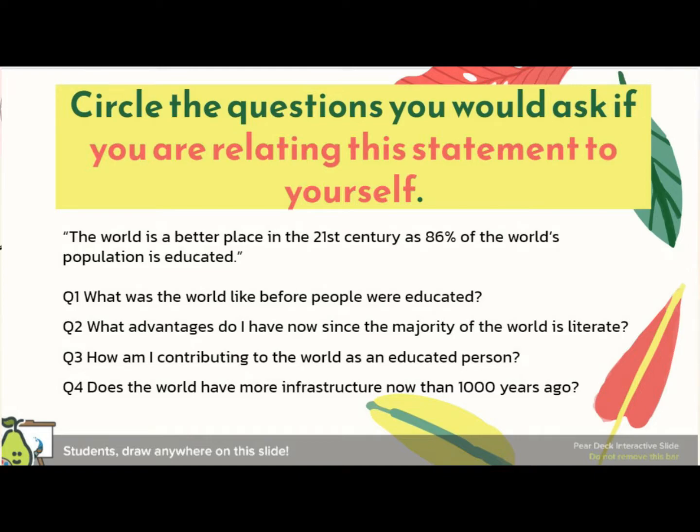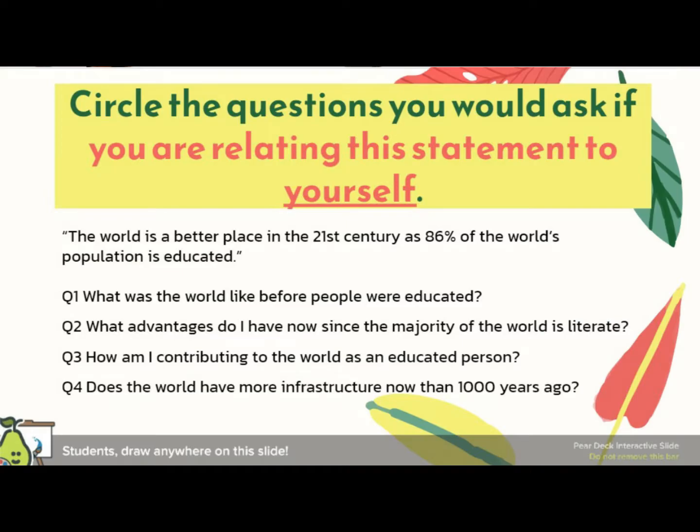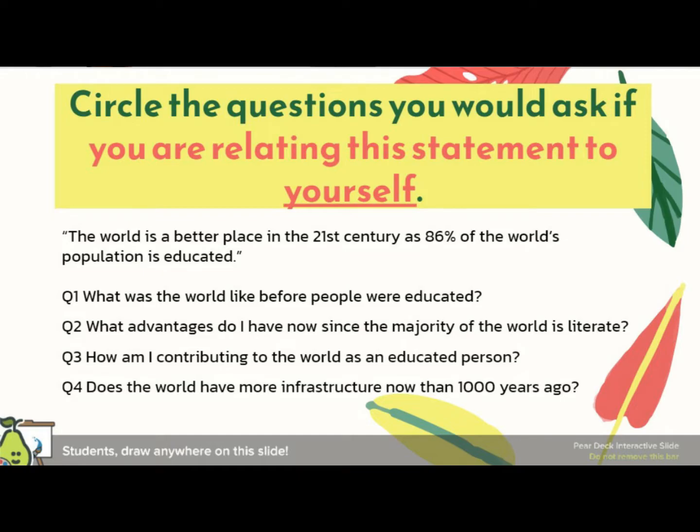Let's look at the statement. I'll underline the word yourself. Now, look for questions related to you and the statement. You have 1 minute. Pause the video and play again when you are ready to answer. Is question 1 related to yourself and the statement? Not question 1. Good. What about question 2 and 3? Is it related to yourself and the statement? Yes, they are. Good.